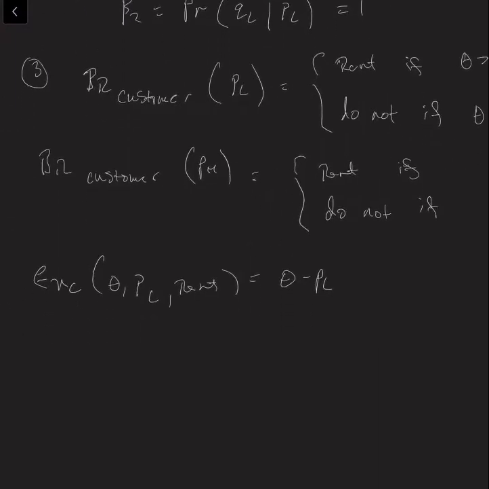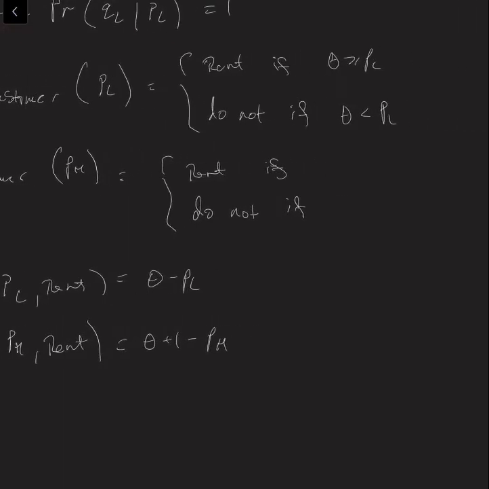Okay, moving on to the second case. The customer's expected utility, if they rent a flat posted at price PH, is going to be theta plus 1 minus PH, which means that you rent the PH flat if your type is greater than or equal to PH minus 1, and you do not if your type is less than PH minus 1.